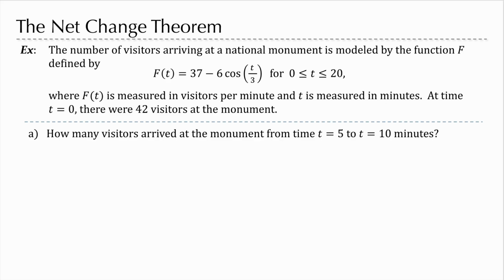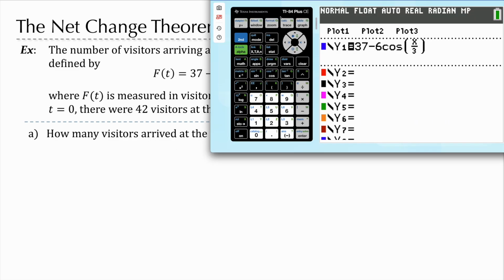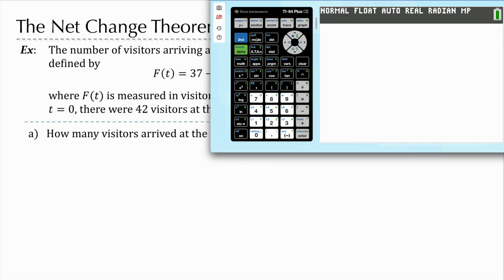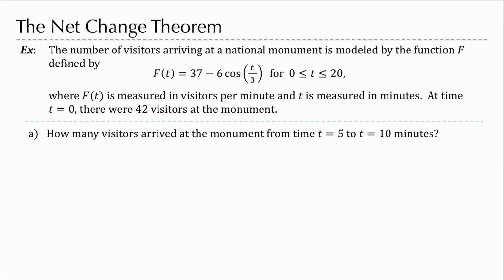Here we're going to look at visitors that are arriving at a national monument at any given time for this 20-minute time interval, okay? And that's being measured in visitors per minute on those minutes. Now the other thing that's important is that at time 0, or initially, there were 42 visitors at the monument. So they're giving us that initial amount that we'll use later. So the first thing I'm going to do, of course, is grab my calculator and type this in. So here I have it in my y1, so we'll store that and just go ahead and make sure it's ready to go. So let's go ahead and start the problem.